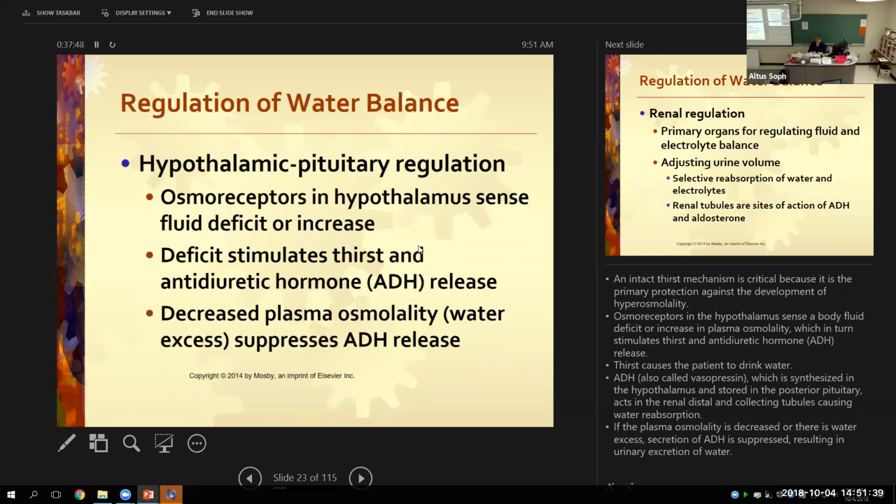So it definitely has a role. You have these receptors in your hypothalamus. They actually sense fluid deficit or increase in fluids, okay? And because of that, those receptors, if they're stimulated or not stimulated, they will stimulate thirst, and they will stimulate the antidiuretic hormone release, okay? And a decrease in plasma osmolarity, water excess, suppresses antidiuretic hormone, okay?